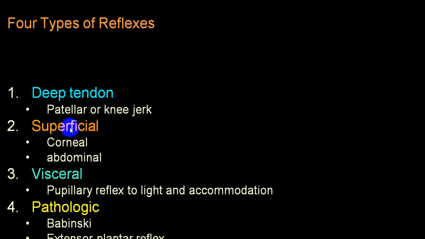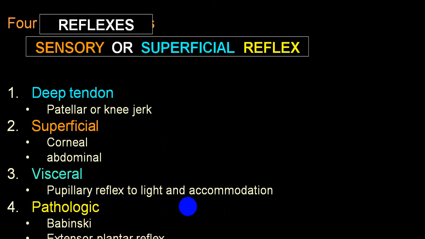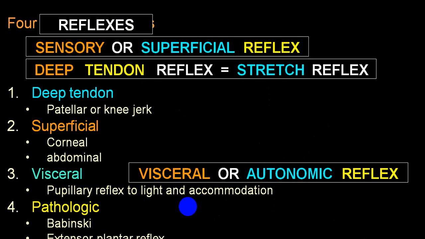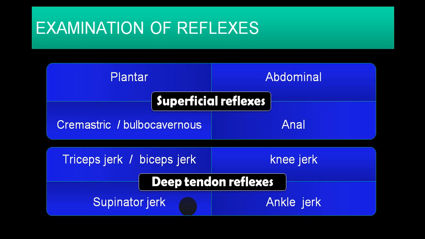We'll be talking mainly of superficial reflex, which we will divide into two groups. I'm skipping over Babinski, or extensor plantar reflex, which is called pathological. Among visceral reflexes, you can put pupillary reflex or light reflex or accommodation reflex. So we'll be talking on sensory or superficial reflex in detail in this particular chapter. And visceral reflexes are also called autonomic reflexes.